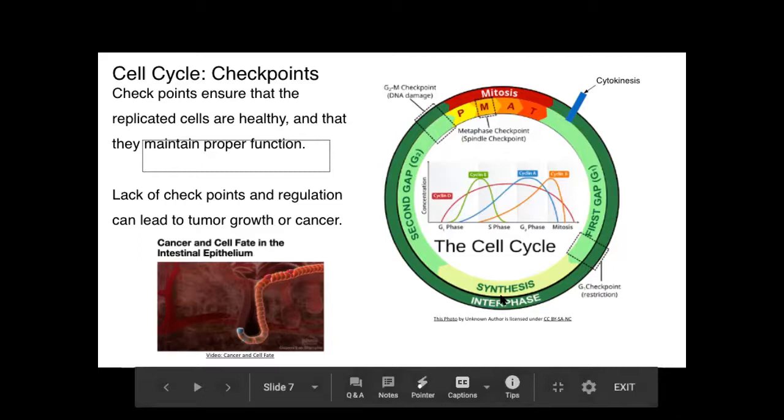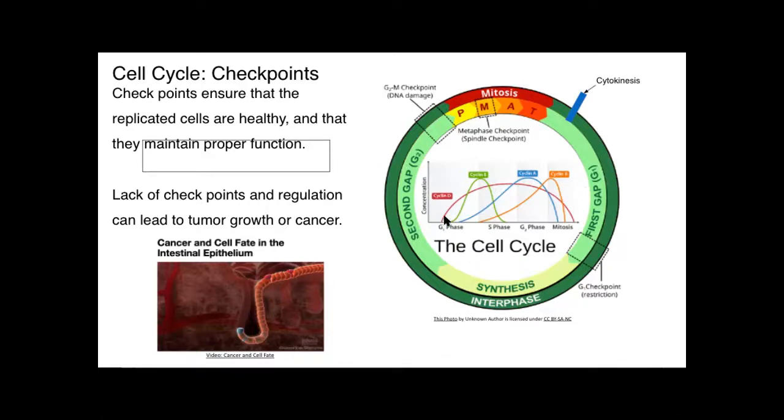Of those 3 checkpoints, your entire cell cycle is what we call cyclin dependent. These are going to be your cyclin signal. So in G1, you have to hit a high enough concentration of this cyclin in order to progress to the S phase.